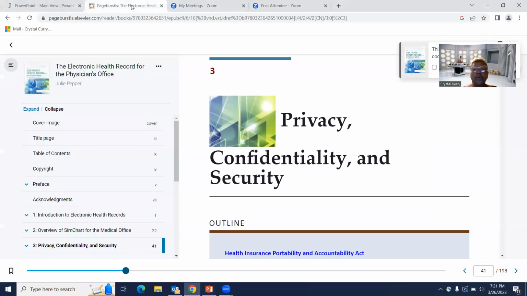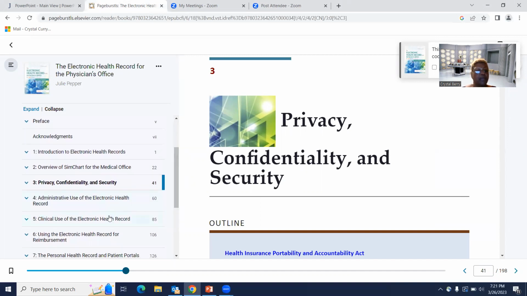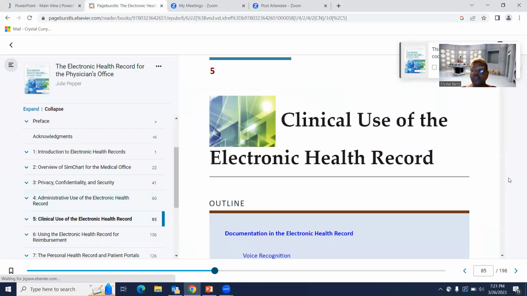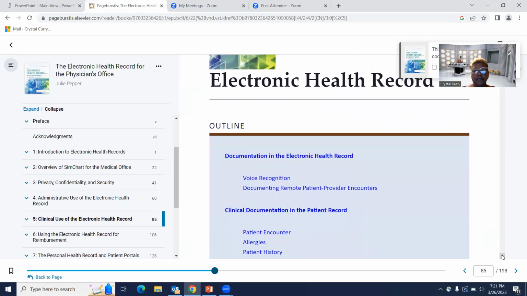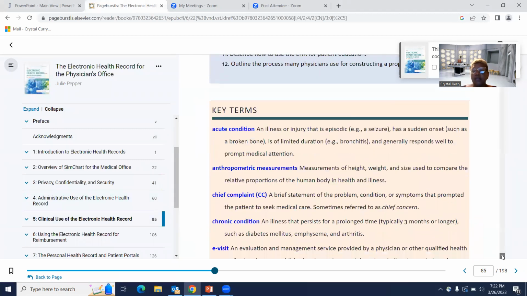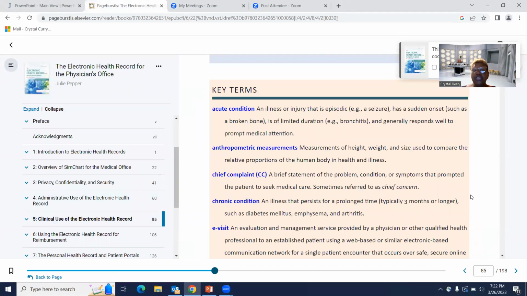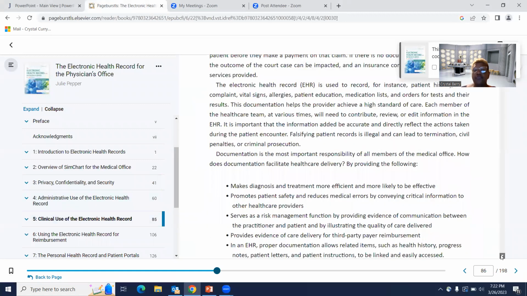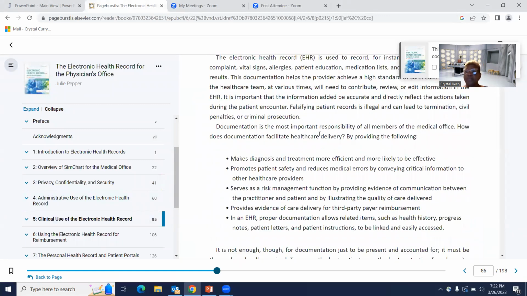So if we go to the book and we go to chapter 5, which starts on page 85 in your ebook, remember, make sure you know your key terms. And then when they give you the exercises, it gives you all of this information here in the book, but like I said, it's much easier when you look at the PowerPoint slides. It breaks it down for you.